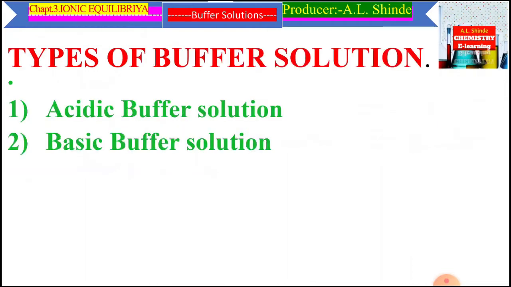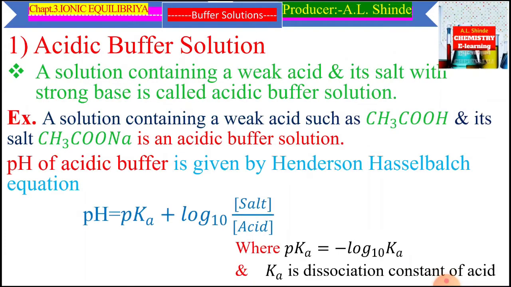Now, the types of buffer solutions. There are two major types of buffer solutions. The first one is acidic buffer solution, and the second is basic buffer solution. First we can see the acidic buffer solution. A solution containing a weak acid and its salt with a strong base is called an acidic buffer solution.